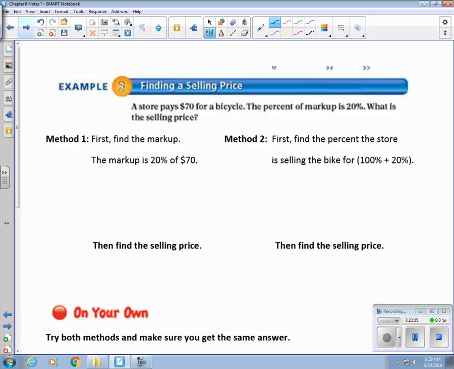All right, so now we're going to find a selling price. A store pays $70 for a bicycle. The percent of markup is 20%. What is the selling price?